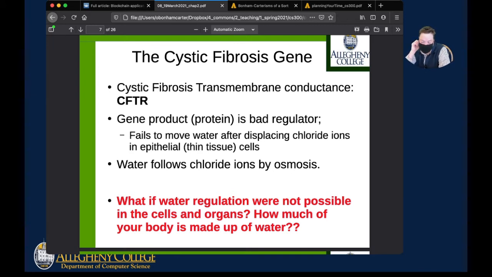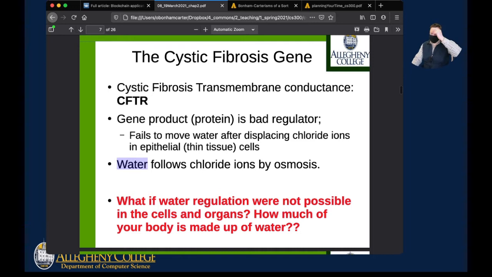But the thing is, as it's moving these chloride ions around, water is able to be displaced. That's how it functions. It has to move these ions, and then the water is able to move at the same time. Water flows or follows these chloride ions by osmosis. Now, imagine that you're unable to remove these chloride ions. That means the water isn't going anywhere, which means things could be bad.